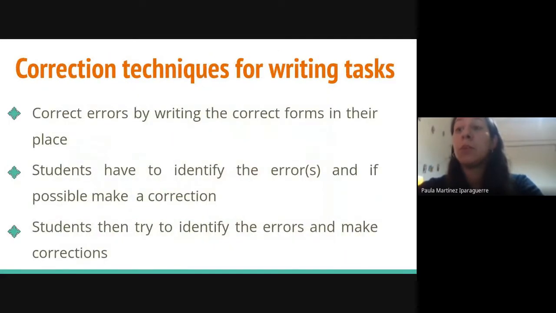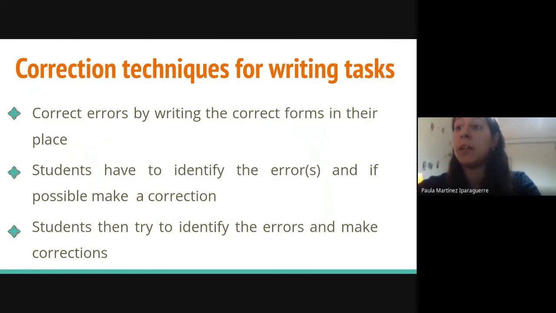Here are some correction techniques. It can be difficult to decide what or how much to correct in a student's piece of writing. Our students can develop a negative attitude towards writing because their teachers correct all the errors, or if the teacher corrects only a few, they might feel the teacher hasn't spent enough time looking at their work. Here are some examples of correction techniques that we can use in order to develop their skills applied to writing tasks.